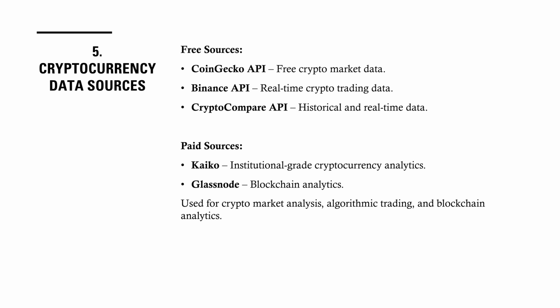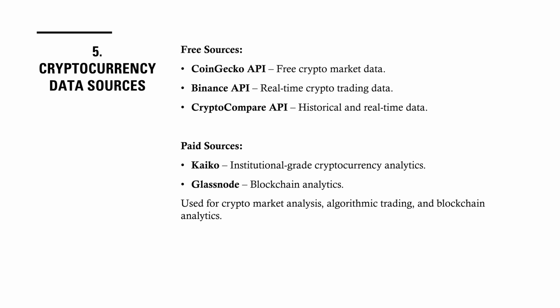When working with cryptocurrencies, reliable data is crucial for market analysis, trading strategies, and blockchain analytics. This includes not just price and volume, but also on-chain activity and sentiment. Free sources like the CoinGecko API, Binance API, and CryptoCompare API provide access to real-time and historical trading data, making them excellent for prototyping and individual analysis.